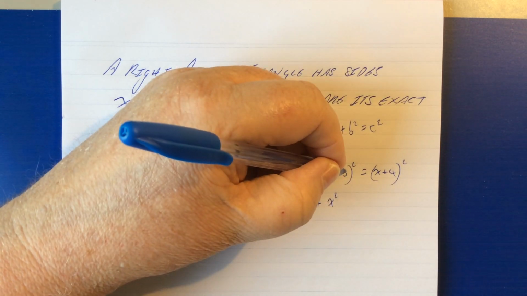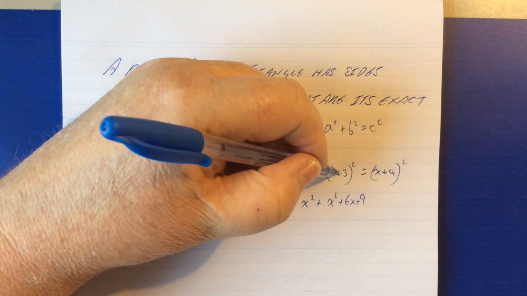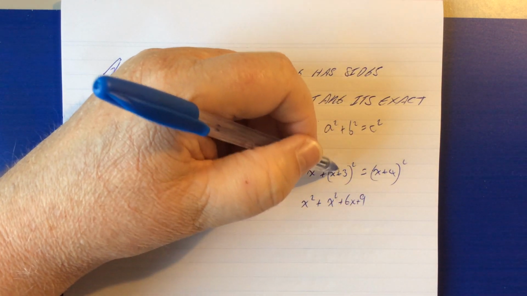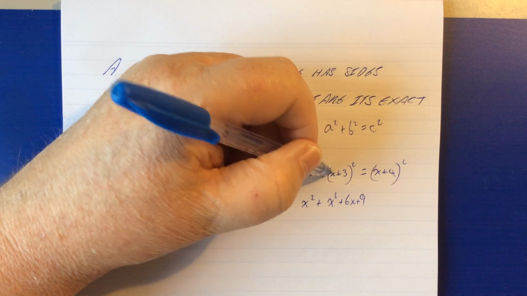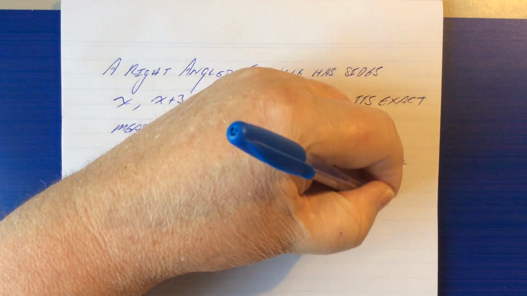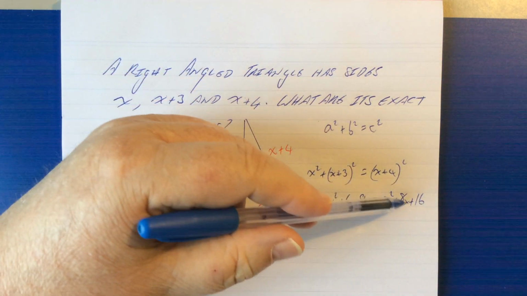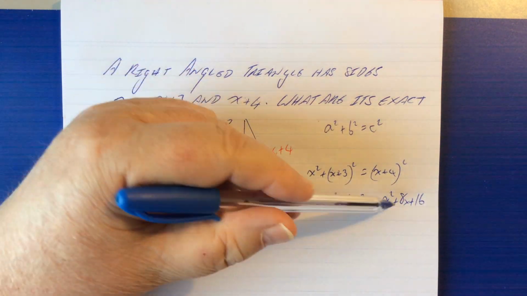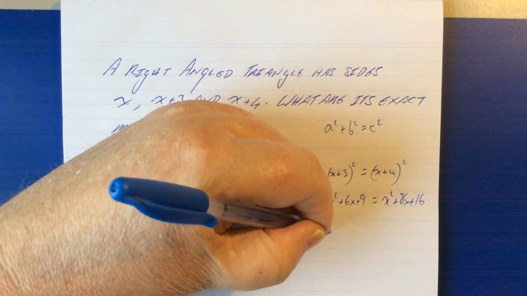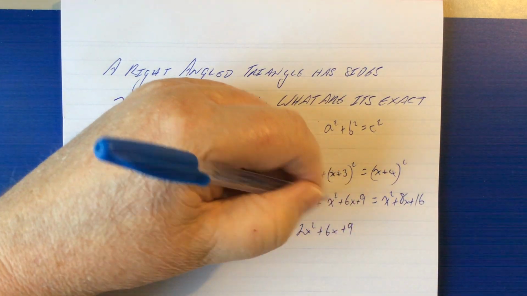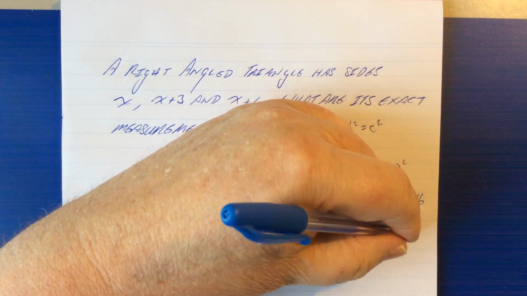But this perfect square expands to this. So it's x squared, 3 squared on the end, and 3 times 2 times x in the middle. And something similar for this, x squared plus 8x plus 16. Now, we need to sort out and simplify this. So 2x squared plus 6x plus 9, which simplifies this side, equals x squared plus 8x plus 16.